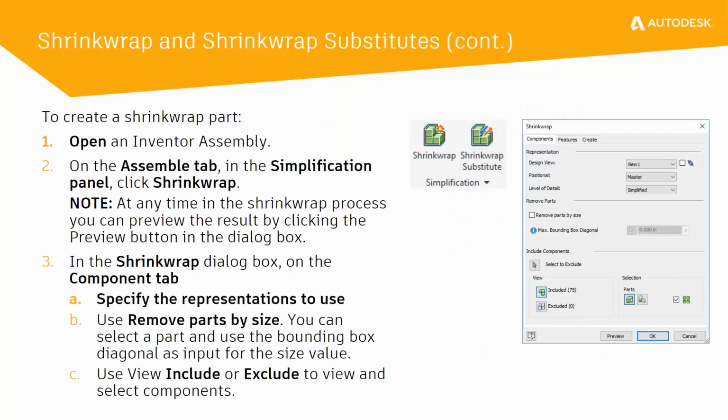So how do you create a Shrinkwrap file? The first step you need to do is open an assembly that you want to shrink wrap. On the Assemble tab, underneath the Simplification panel, you'll find the Shrinkwrap icon. And this will open the dialog box, which has 3 tabs associated with it.